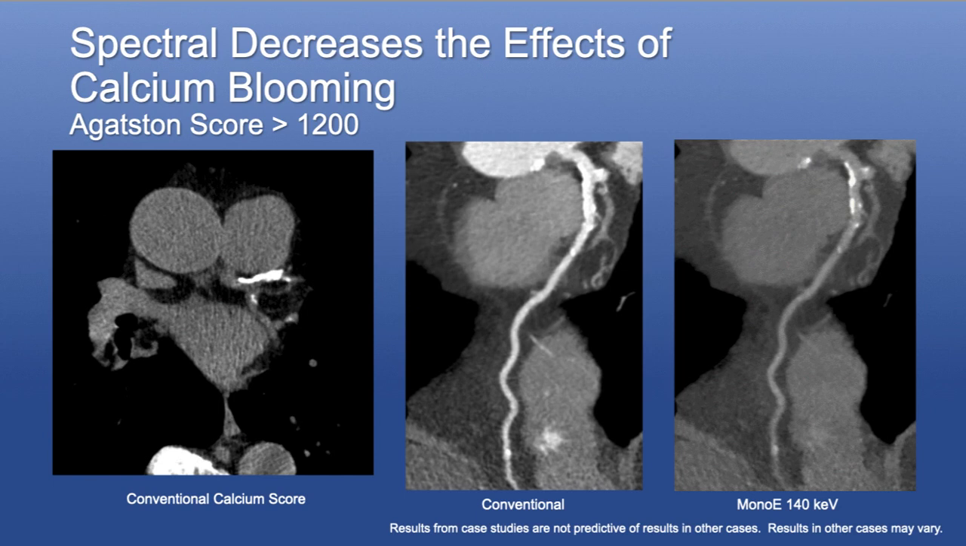Another case is in patients that have high calcium score. Different institutions do this differently, and depending on the scanner that you have, different radiologists or cardiologists practice a little bit different, but if you have a lot of calcium, sometimes you don't know if you should go ahead and scan the patient or not, if you're going to get diagnostic images. With higher mono-E's here, we can make a case that otherwise with conventional CT would be non-diagnostic, and we could actually see the lumen.